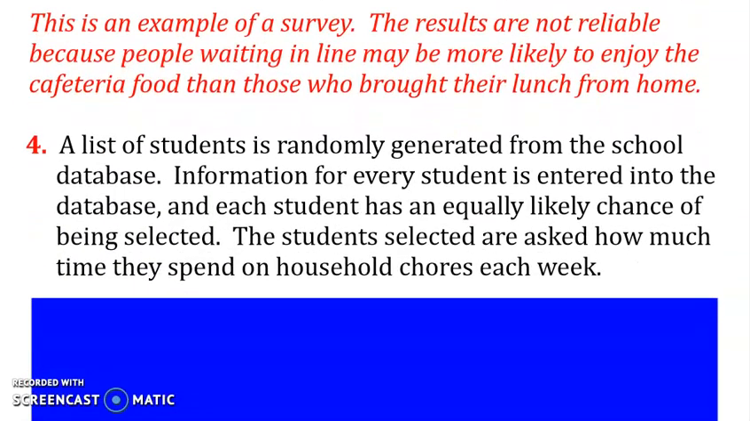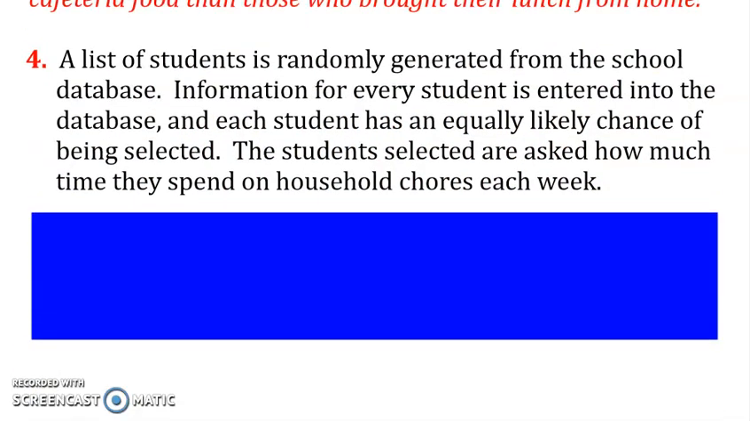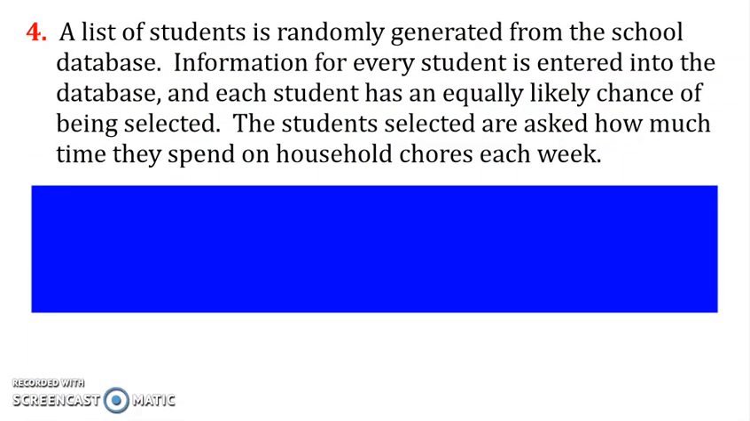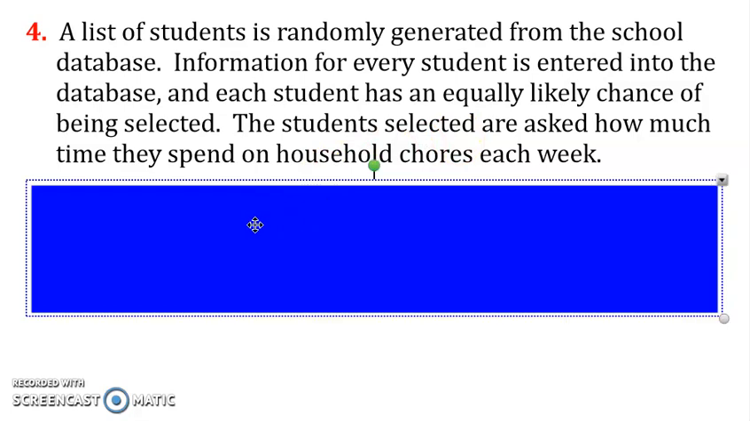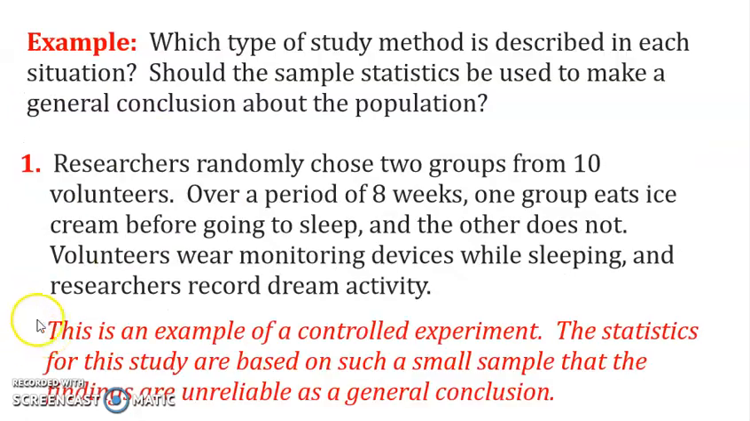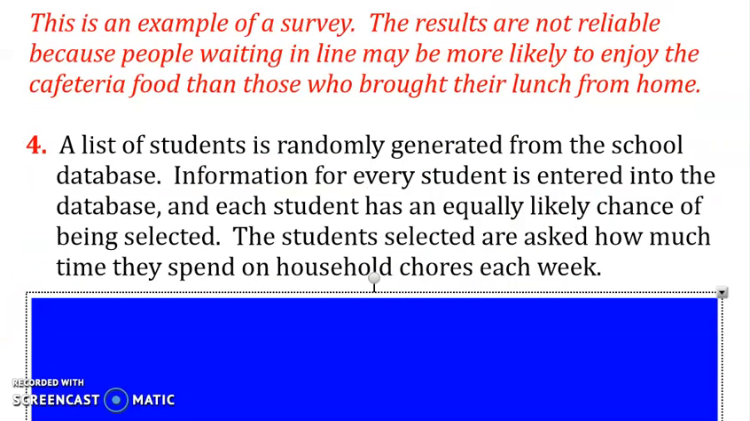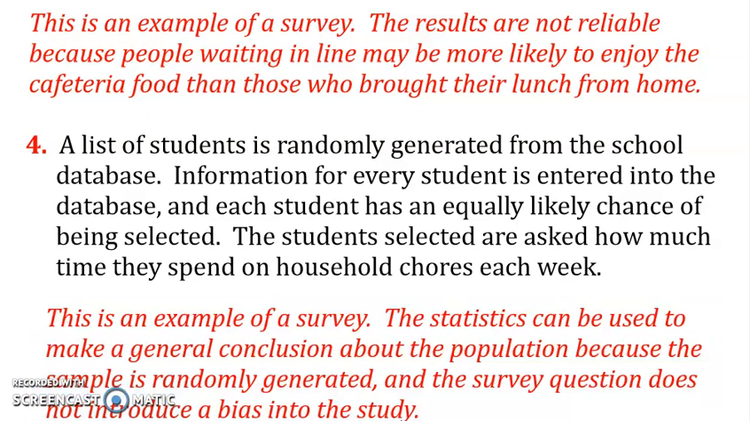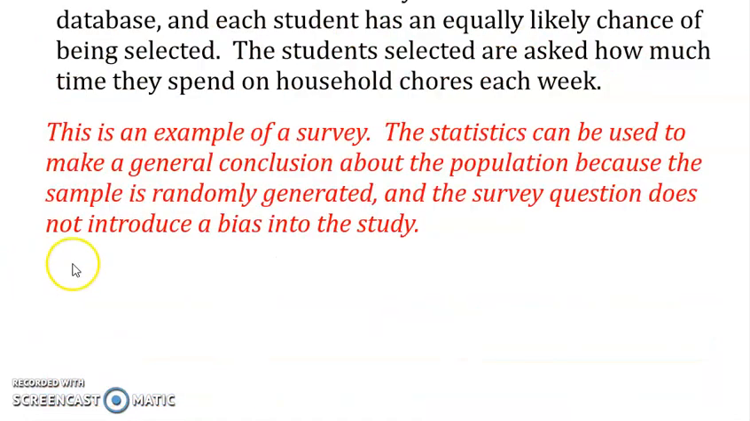Last one, a list of students is randomly generated from the school database. Information for every student is entered into the database, and each student has an equally likely chance of being selected. Students selected are asked how much time they spend on household chores each week. So we're asking people questions here. So this would be a survey.